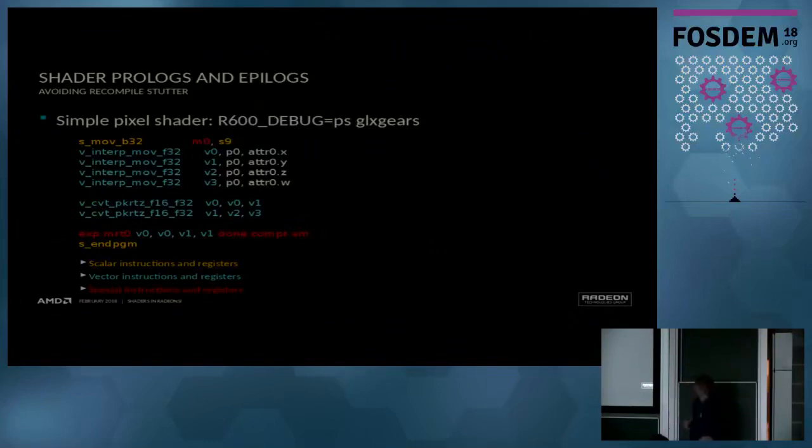finally, there is a special instruction called an export instruction, which will export this color data to the color buffer, which then writes it into the render target, possibly performing blending. And finally, a scalar instruction that says end program. That's the end of the shader.